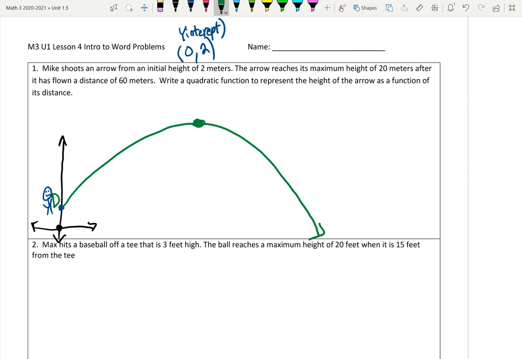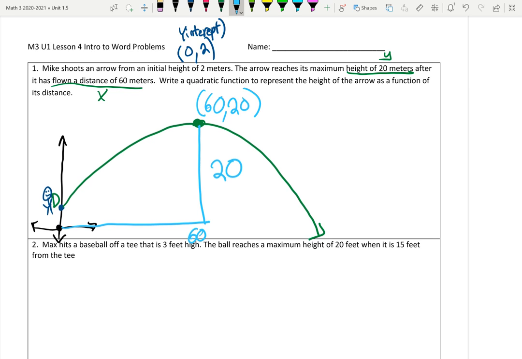The arrow reaches its maximum height after it has flown 60 meters, at a height of 20 meters. This height of 20 meters means it's going to be the y value, and a distance is going to be the x distance. So essentially what's happening is from here to here is 60 meters. And how high is it? 20 meters, making this point 60, 20.